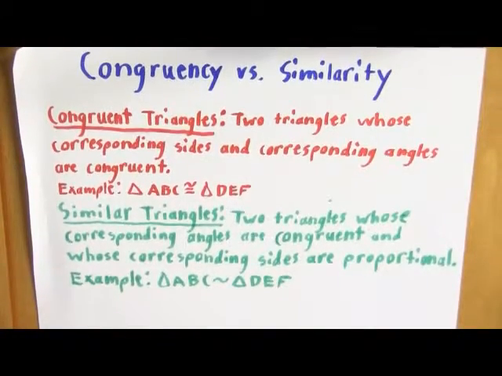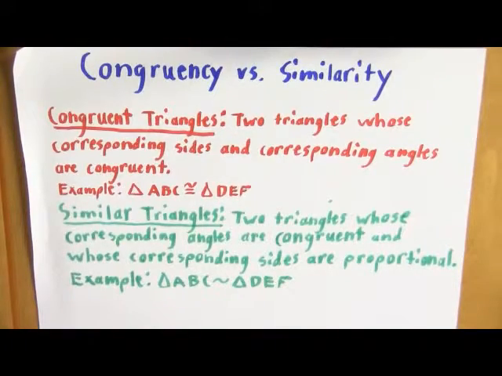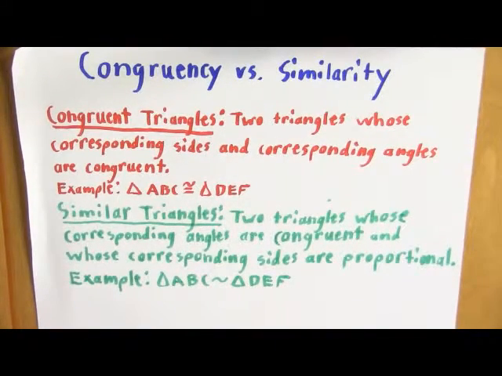Alright, so what's the difference between congruent triangles and similar triangles? Well, congruent triangles are 2 triangles whose corresponding sides and corresponding angles are congruent. And it's written, for example, as triangle ABC is congruent to triangle DEF. Similar triangles, on the other hand, are 2 triangles whose corresponding angles are congruent, but whose corresponding sides are proportional, not congruent. And for example, it's written as triangle ABC is similar to triangle DEF.